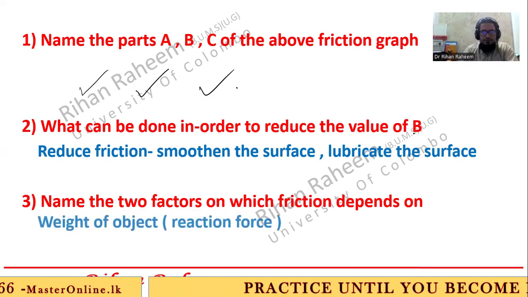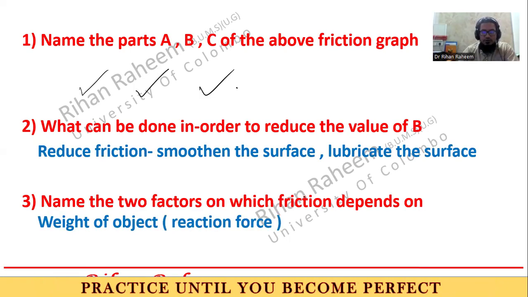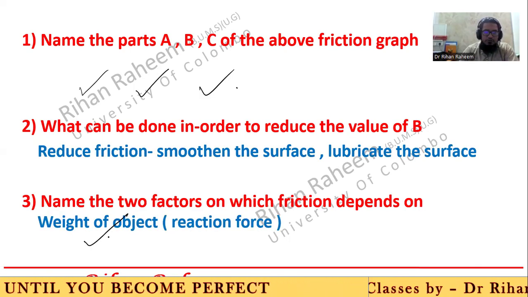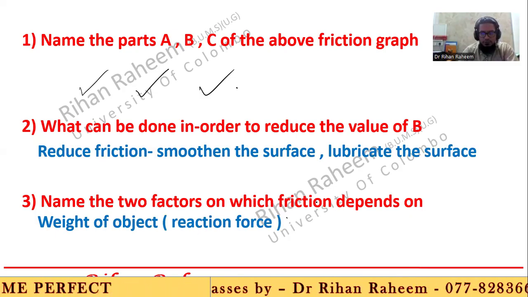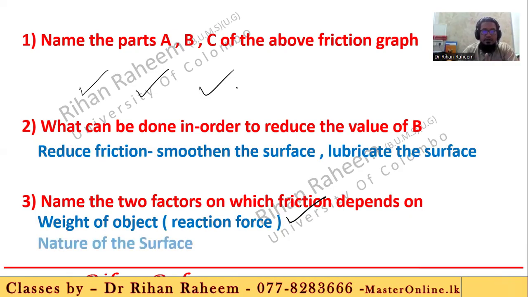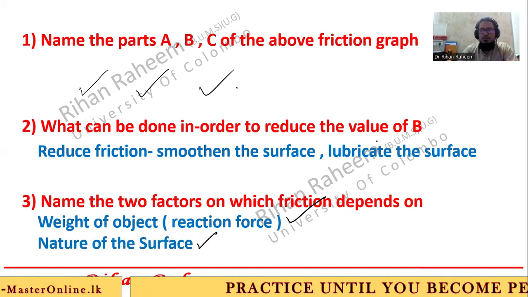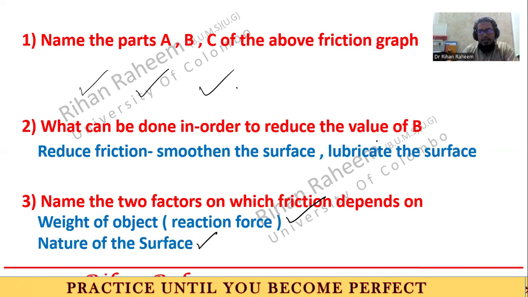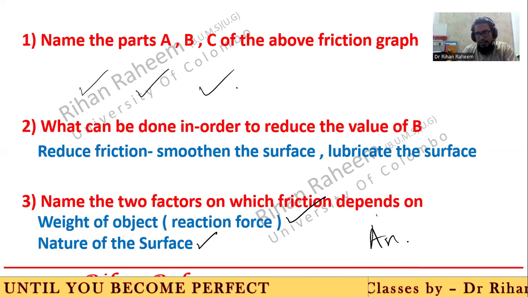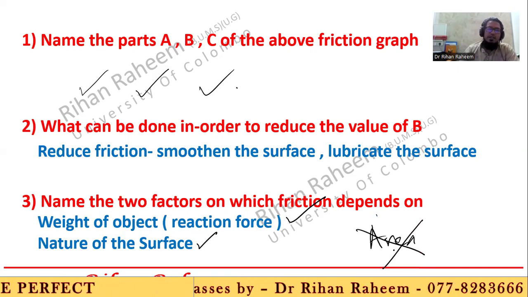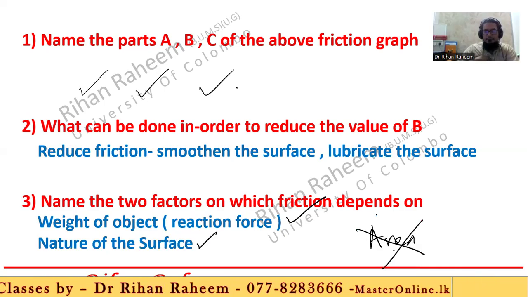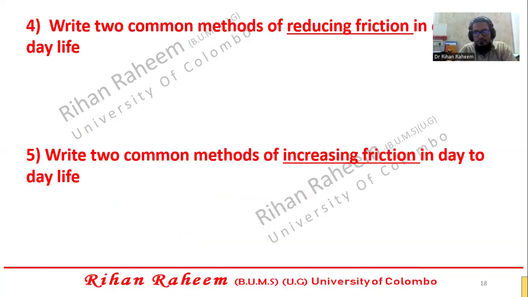Are you clear? Name the two factors on which friction depends. Yes, weight of the object, or we can call it reaction force, and the other one is the nature of the surfaces. Not the area. If you wrote area, cut it like this. For friction, area is not a factor.